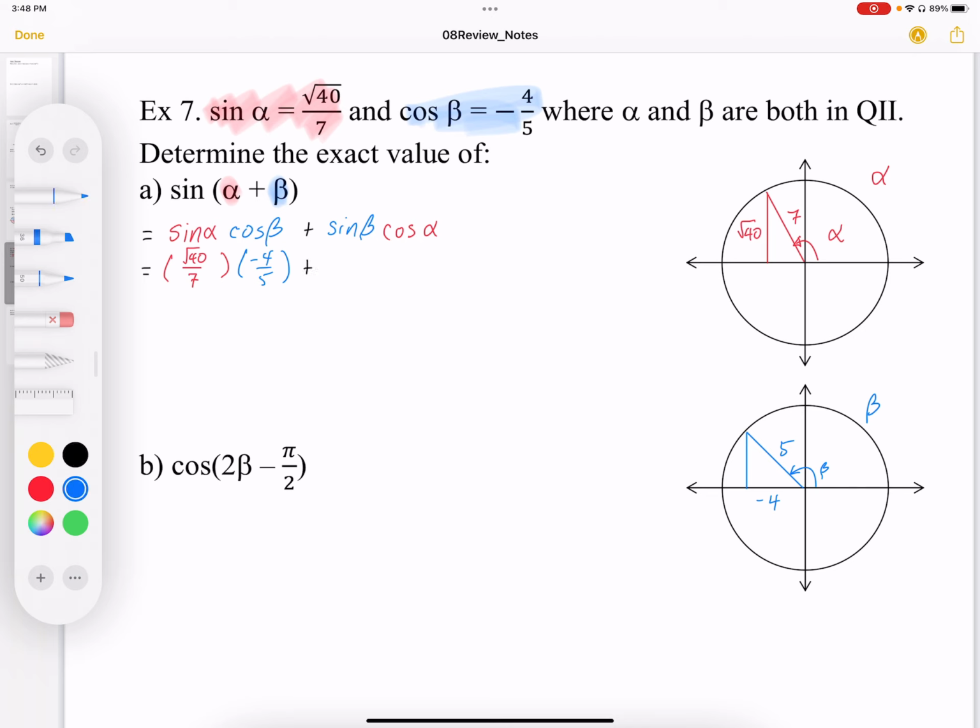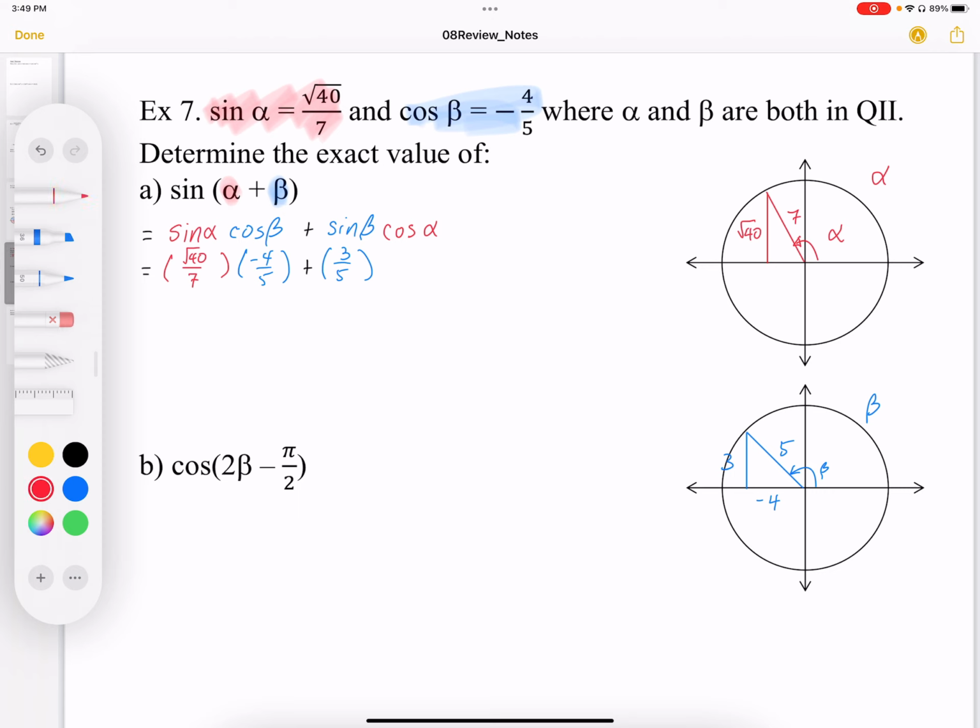Plus, I need sine beta, but for my sine beta, I need the vertical side of this triangle. So using Pythagoras, 5 squared minus negative 4 all squared is going to give me 9. So that's going to be square root 9. And so that third side is going to be positive 3 because it's going up. So now I can replace the sine beta with positive 3 over 5. And again, we're not writing things like sine 3 over 5. This makes no sense. That is a ratio inside a ratio, which we can't do.